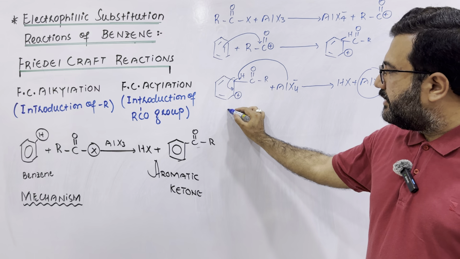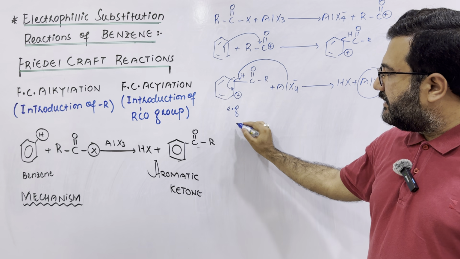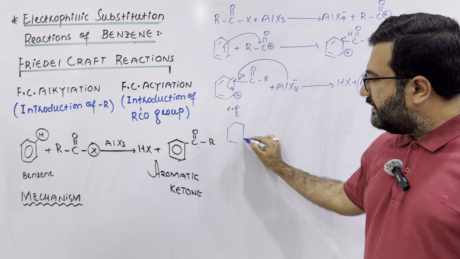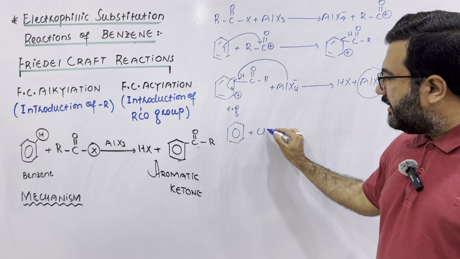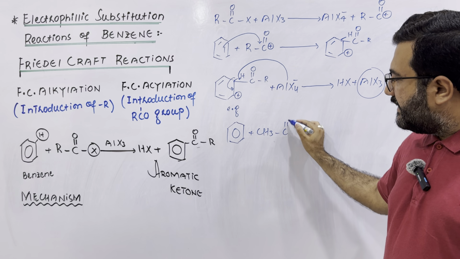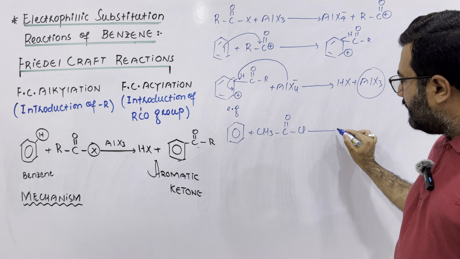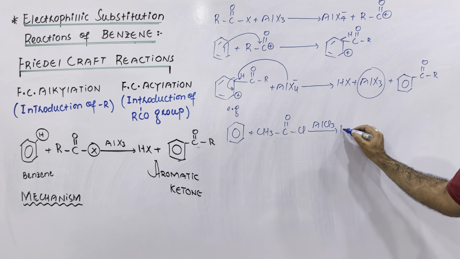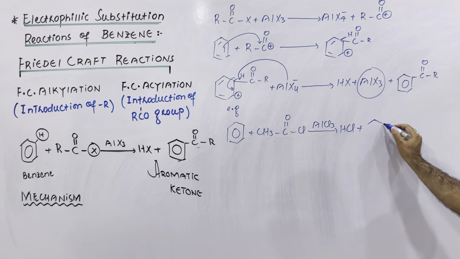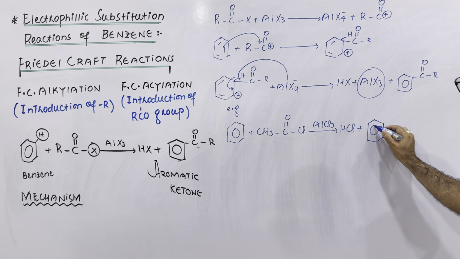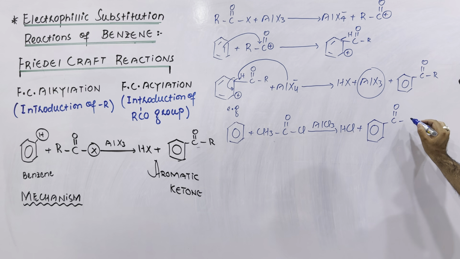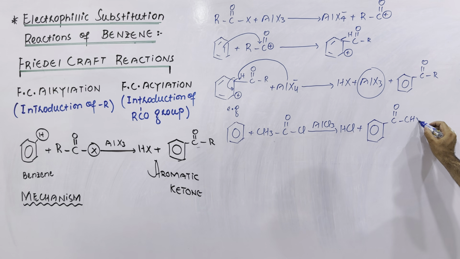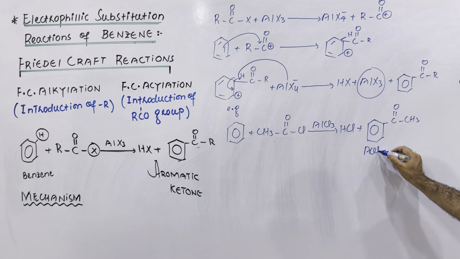If you want to quote an example of the Friedel-Crafts acylation, then benzene is made to react with acetyl chloride in the presence of AlCl3, and you will get acetophenone, or methyl phenyl ketone. That is acetophenone.